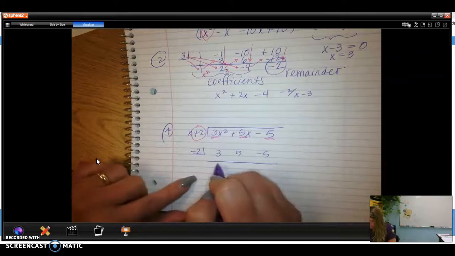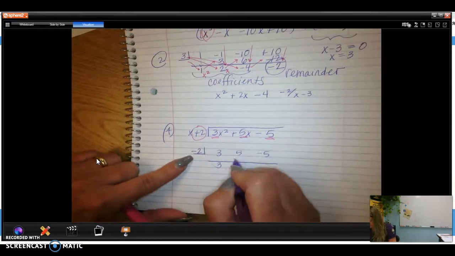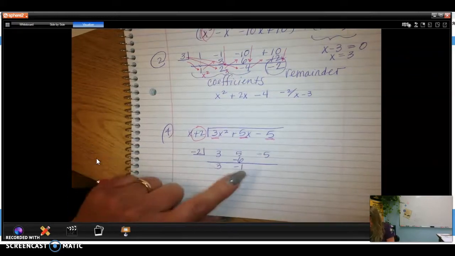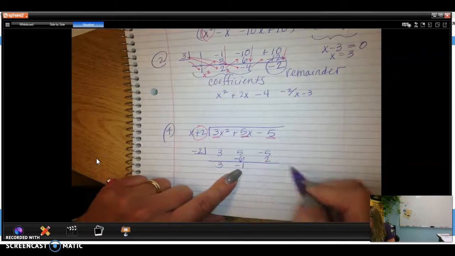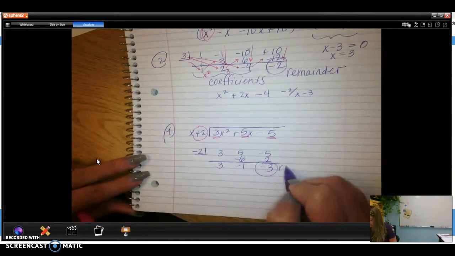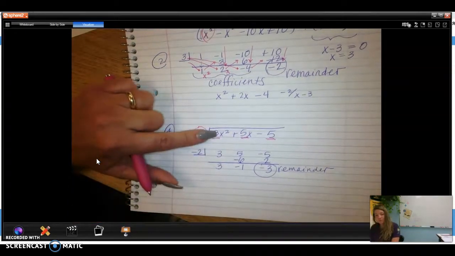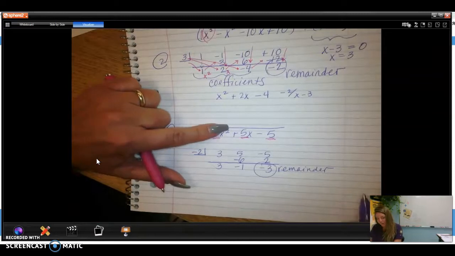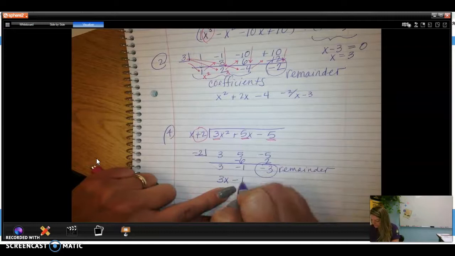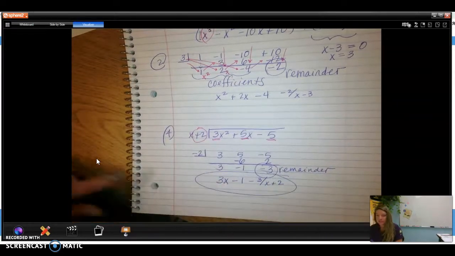You bring the first number down, and then you multiply. -2 and 3 makes -6. Add: -1. -2 times -1 makes a +2. Add: -3. This is my remainder. My original problem started at 3x squared, so this is going to be a 3x, -1, minus 3 over x plus 2. This is the answer to number 4.